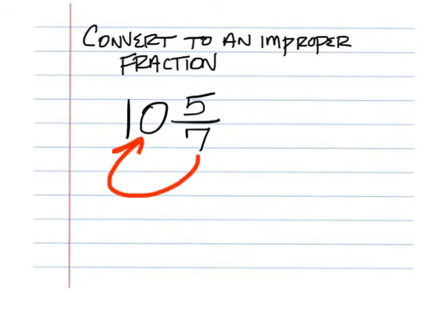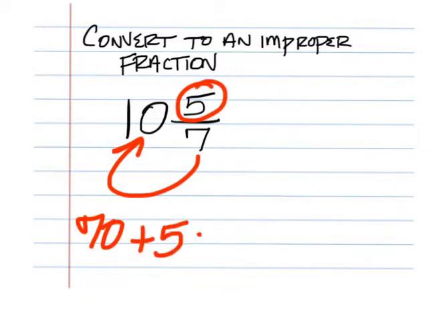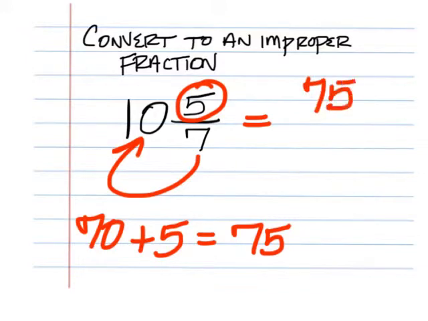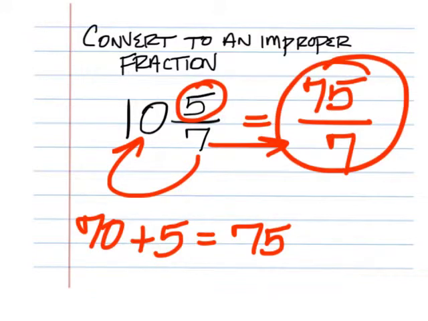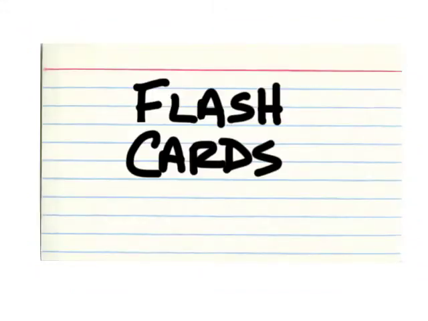Example 4. 7 times 10 is 70, and then add the 5 from the top. That is 75. Put that on the top of your final fraction and use the denominator that was given. Reduce if necessary. If not, then you're finished. 75 over 7 is the answer.